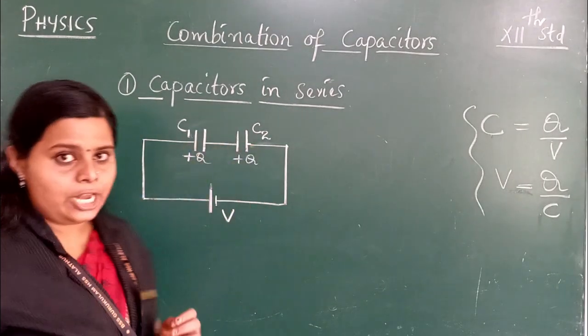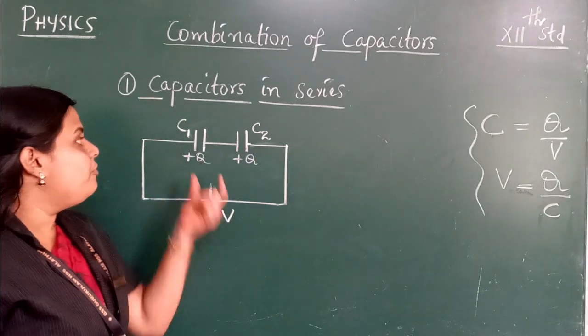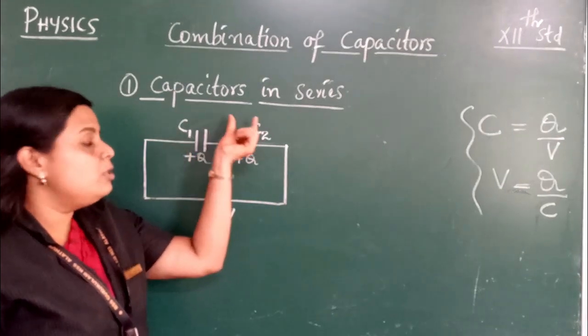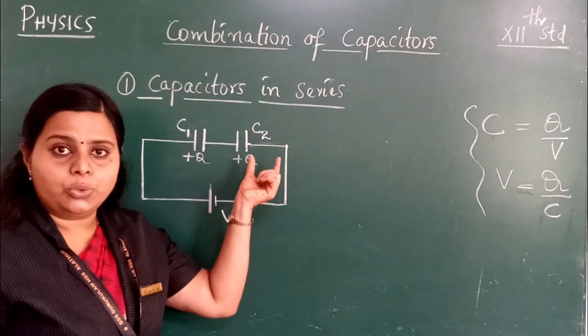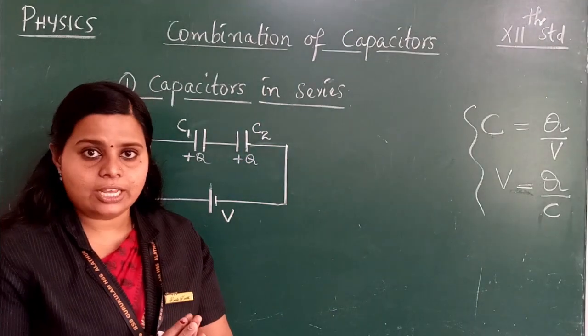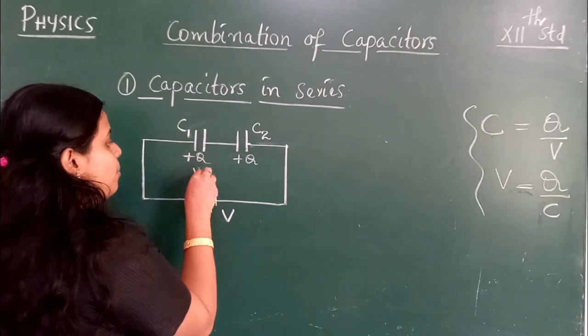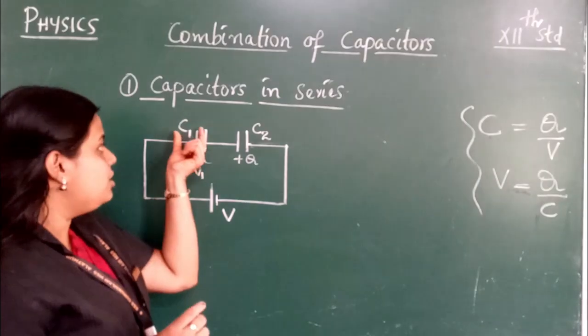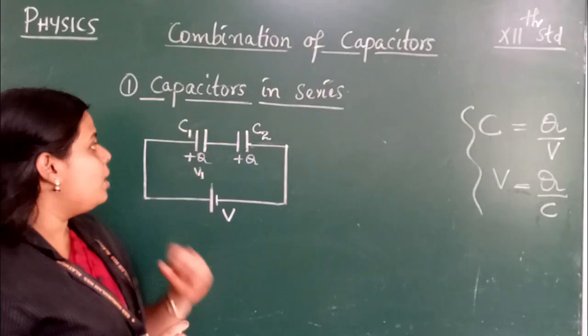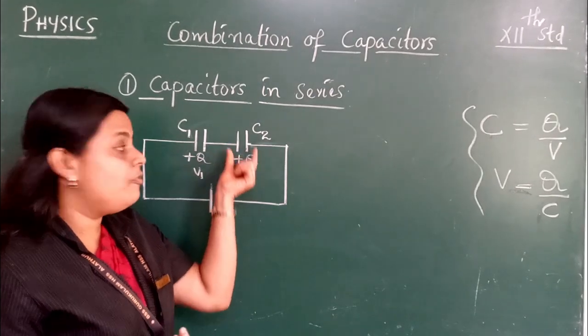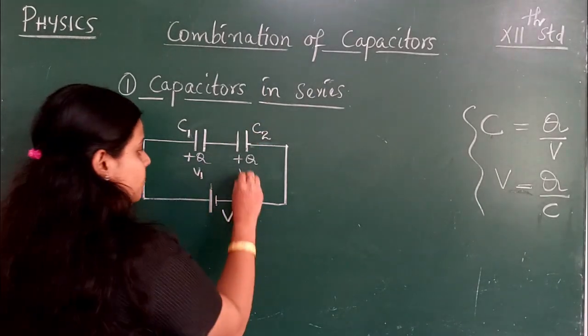Same charges. But the potential difference across C1 also the potential difference across C2, this will be different. Okay, so let V1 be the potential difference across the capacitor plates of the capacitor C1 and let V2 be the potential difference across this capacitor.